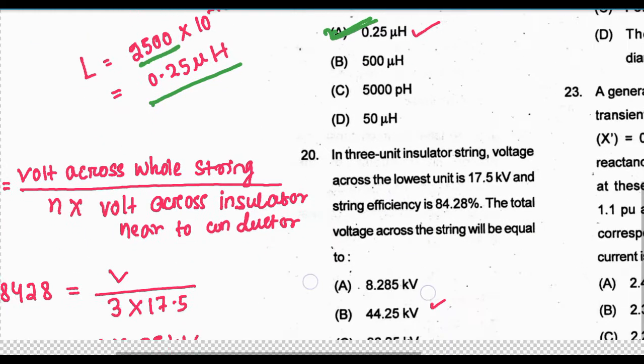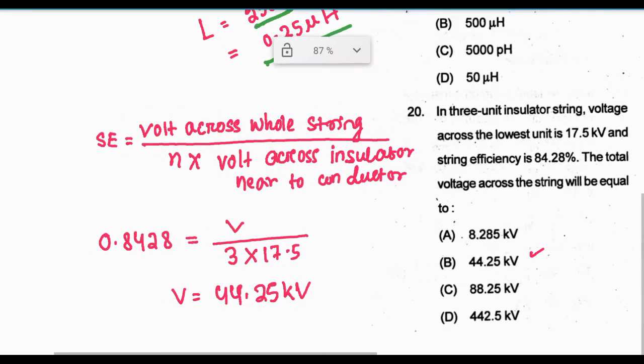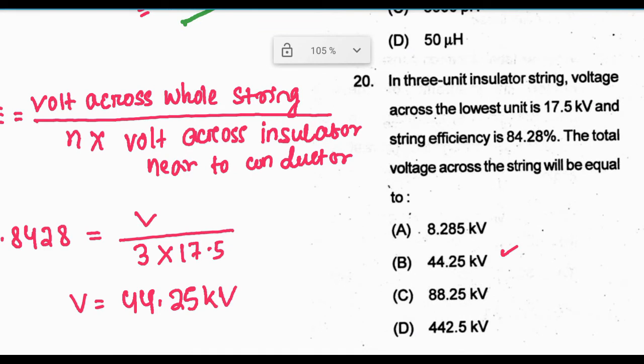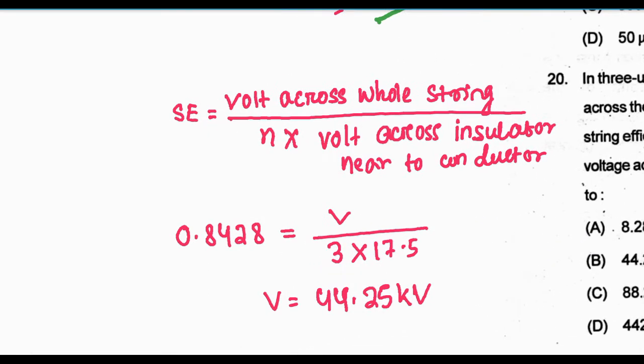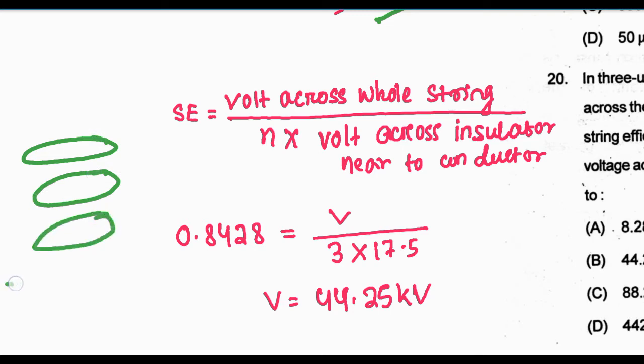Next question, question number 20. In a 3 unit insulator string, the voltage across the lowest unit is 17.5 kilovolt and the string efficiency is 84.28%. The total voltage across the string will be equal to? Suppose this one is the suspension and here is the transmission line. The transmission line is this conductor, this one is the string, and this one is the cross arm of the pole. So what is given?